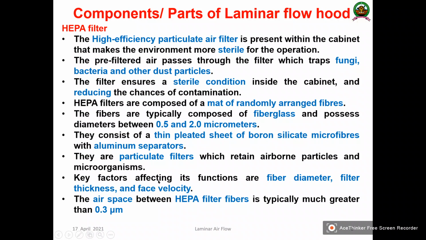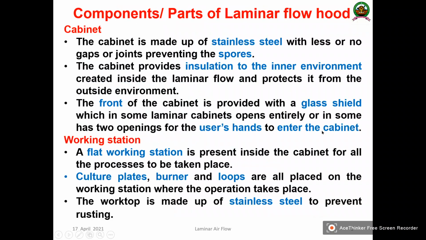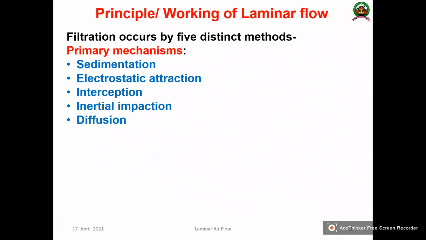The major factors affecting the function of these HEPA filters are the fiber diameter, the thickness of the fiber, and the face velocity of the air. The air space between HEPA fibers is typically much greater than 0.3 micrometer. So these HEPA filters, commonly present here, ensure complete sterility inside the chamber, and that is the structural compartment of a laminar airflow.